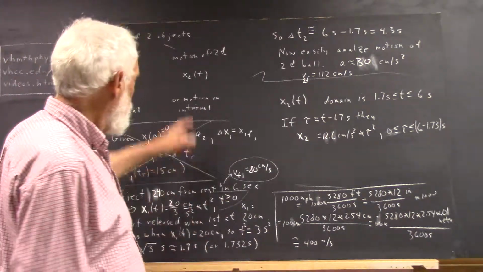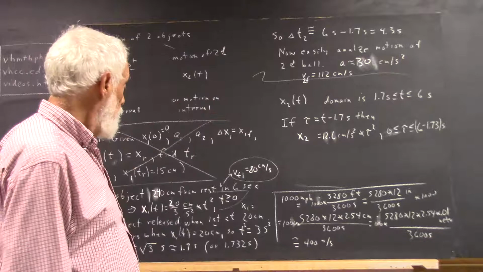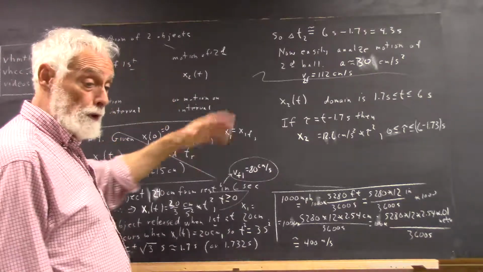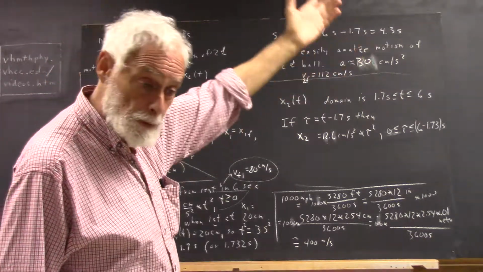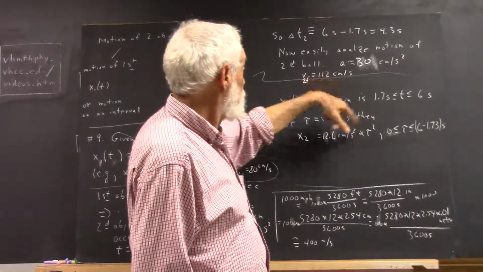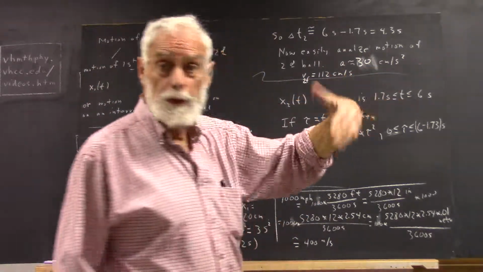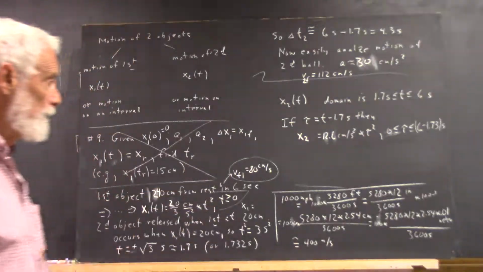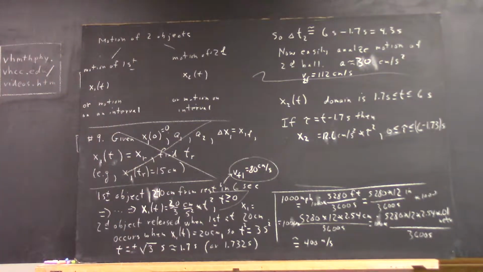No, we might want to get our x2 of t function. And you might think, okay, well, x2 of t is going to be 1/2 a t squared, because we start at 0. And here's your acceleration, about 30 centimeters per second squared. That's off by a little. It's a little less than that. Yeah, probably 28 or 29.